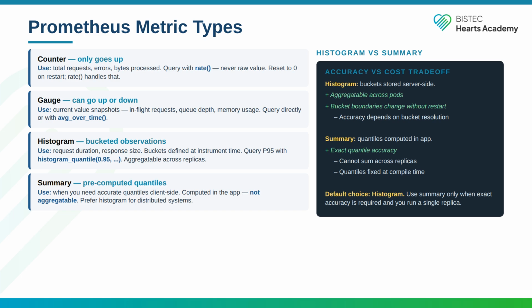A gauge can go up or down. It represents the current value of something: in-flight requests, queue depth, memory usage. Query gauges directly, or use delta, to observe change over time.